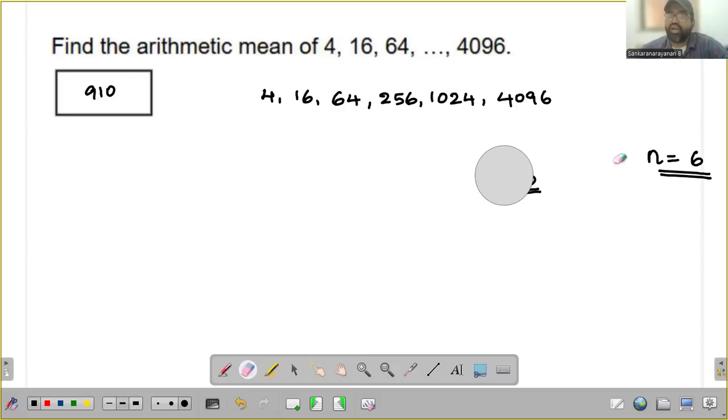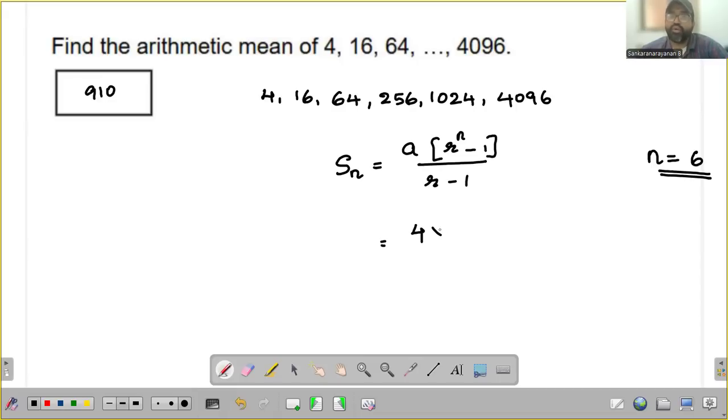Another way also I shall explain. Here we have got 6 terms, right? So if you consider the sum to n terms of a geometric progression, which is a into r power n minus 1 divided by r minus 1. So here a is 4, 4 into, the common ratio is also 4, 4 power 6 minus 1 divided by r minus 1. R is 4, so 4 minus 1 is equal to 3.